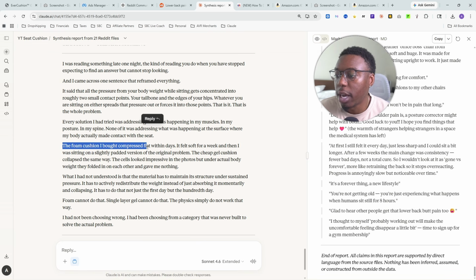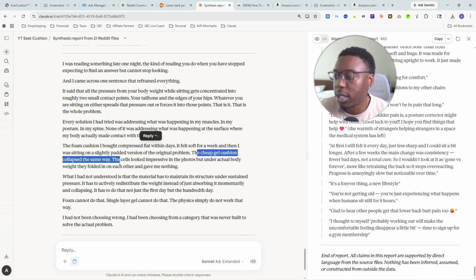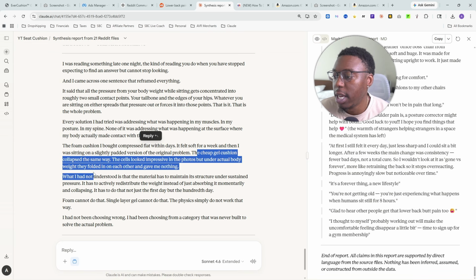The foam cushion I bought compressed flat within days. It felt soft for a week, and then I was sitting on a slightly padded version of the original problem. The cheap gel cushion collapsed the same way. The cells looked impressive in the photos, but under actual body weight, they folded in on each other and gave me nothing.